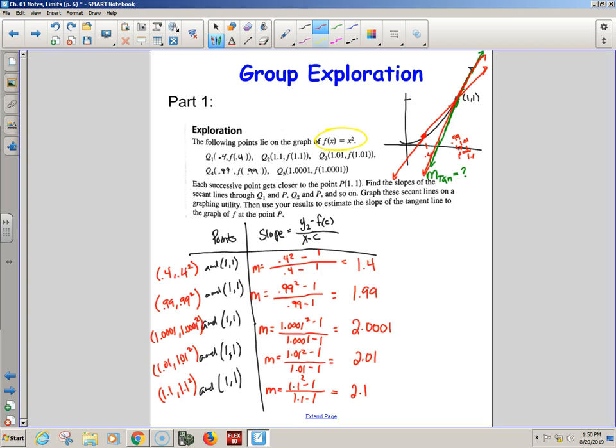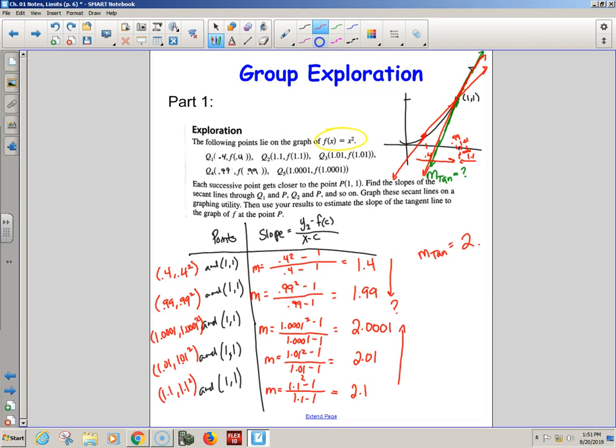Just use it. What do you see as the x's get closer to 1 from below, 0.4, 0.99, or from above, 1.1, 1.01, 1.001? It's like limits we're approaching. What's happening to the slopes? It's increasing. Getting closer and closer to who or what? To the value. So guess what the slope of the tangent is.